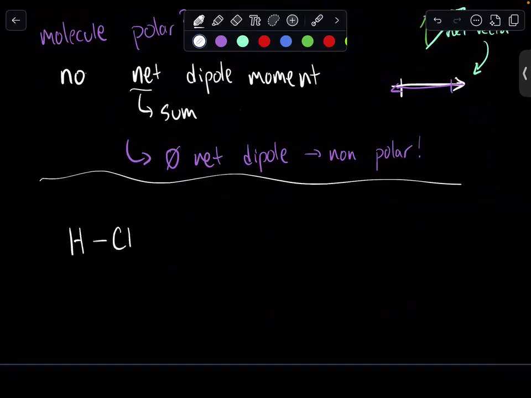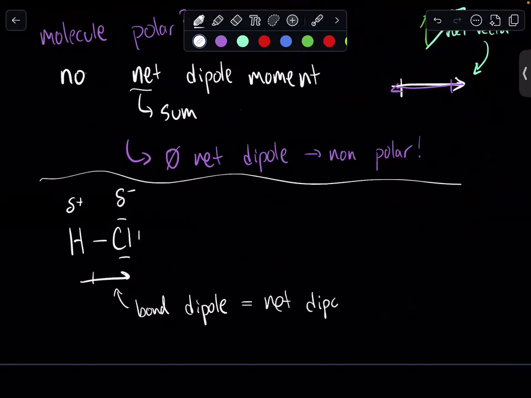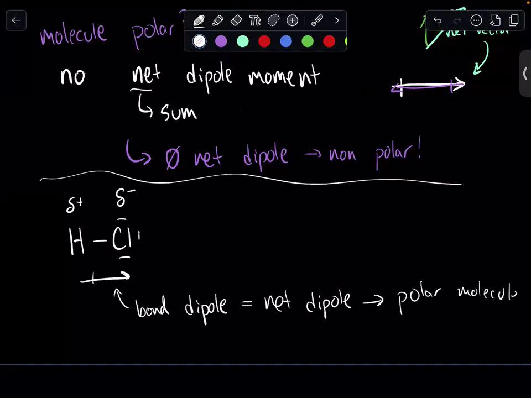Let's look at HCl. HCl, on the other hand, has a partial negative charge, a partial positive charge, and this molecule only has one dipole, which means that the bond dipole is equal to our net dipole. Also, the fact that we have a net dipole means that this is a polar molecule. The existence of that net dipole gives this thing polarity. We have our negative side and we have our positive side, and therefore this is a polar molecule.